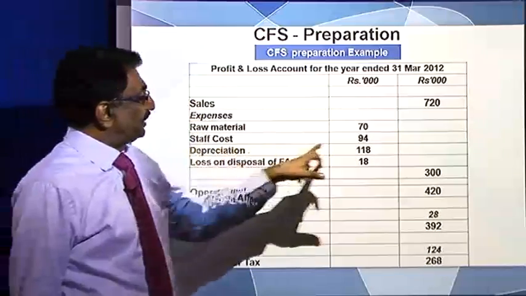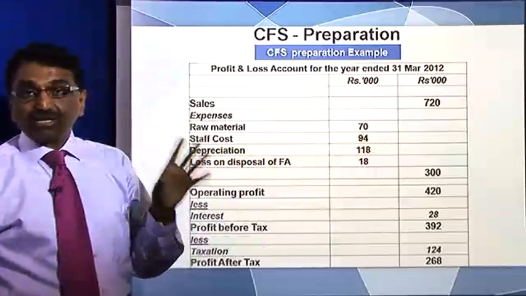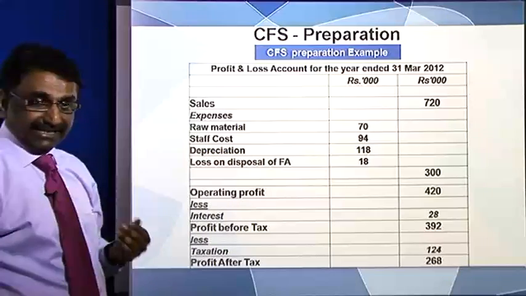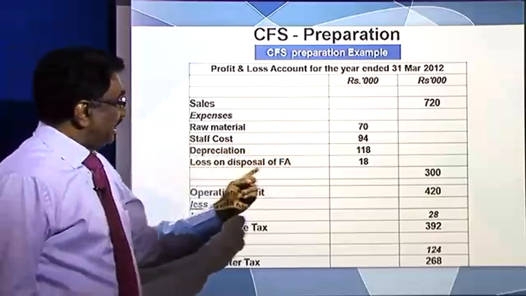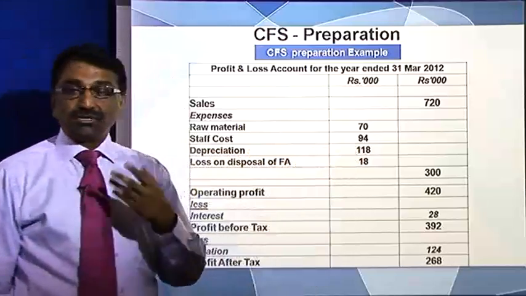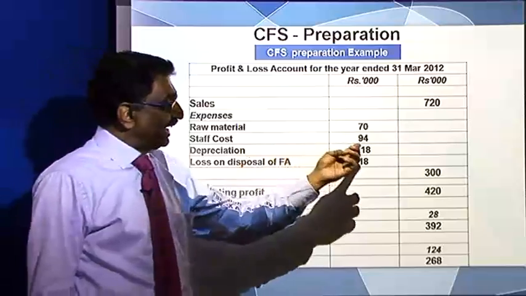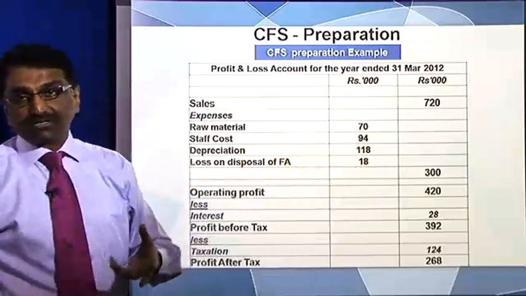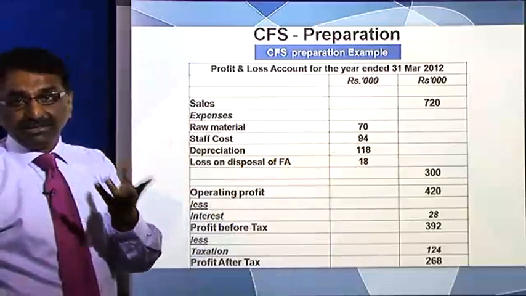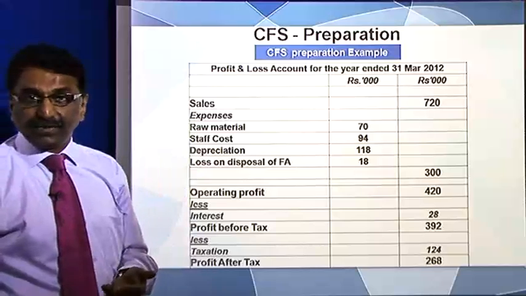The point to note here is depreciation of 118,000 is a non-cash expense. It is an expense where there is no cash outflow, as already explained. Similarly, loss on disposal of fixed asset of 18,000 is also a loss where there was no cash outflow. Let us say the cost of the asset was 50,000 and after depreciating the net book value was 30,000. When the company sold it, it got only 12,000.